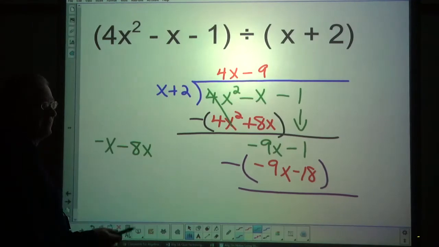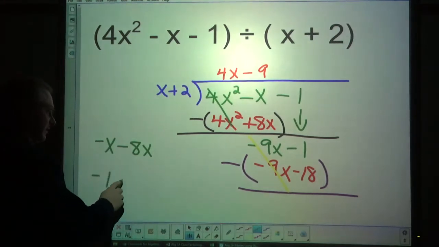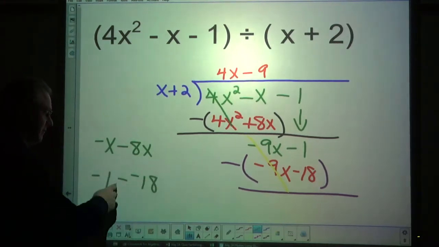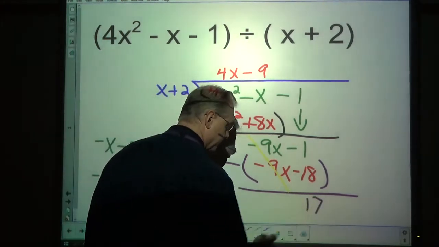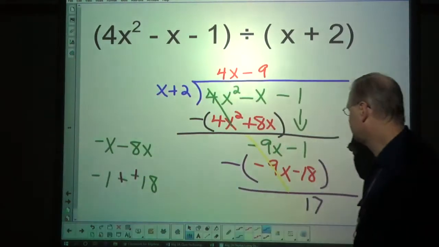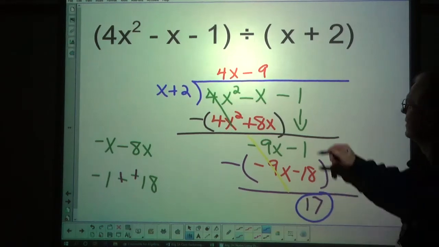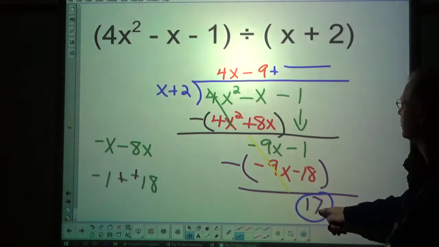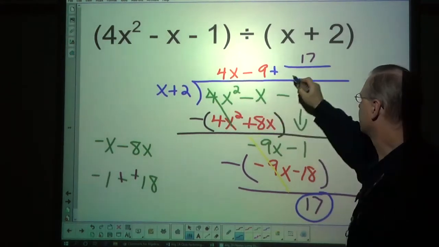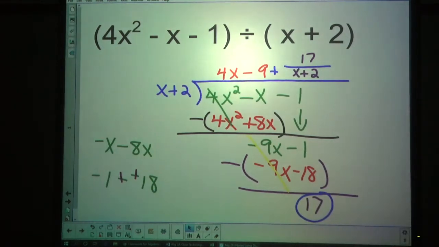Negative 9x minus negative 9x cancels out. That one's gone. All right. Negative 1 minus negative 18. That's going to make a plus positive. So that's going to give me positive 17. So now what I do when I get to this point is this is the remainder, because there's nothing I can multiply times x directly that's going to give me 17. So I just put plus the fraction, and the top of the fraction is your remainder. And the bottom of the fraction is x plus 2. And there is our answer.